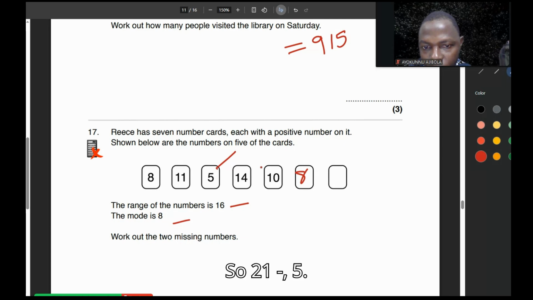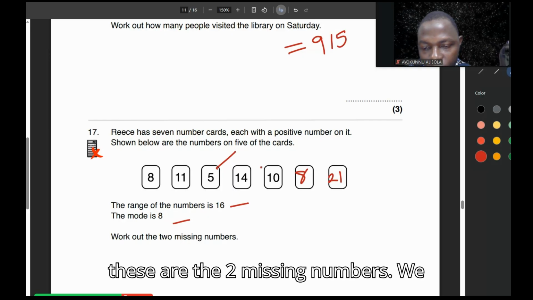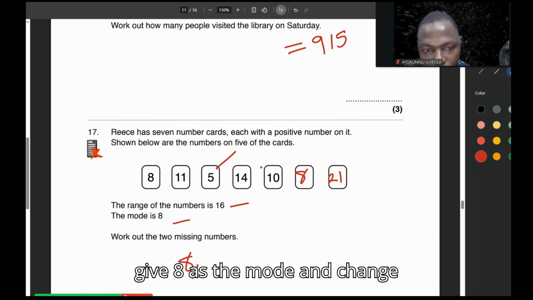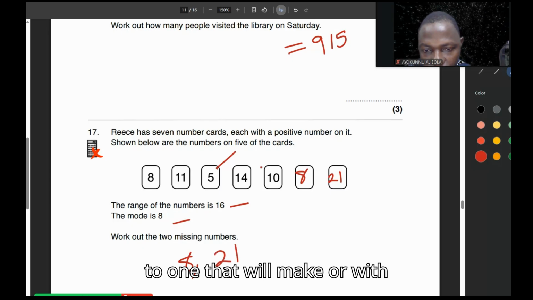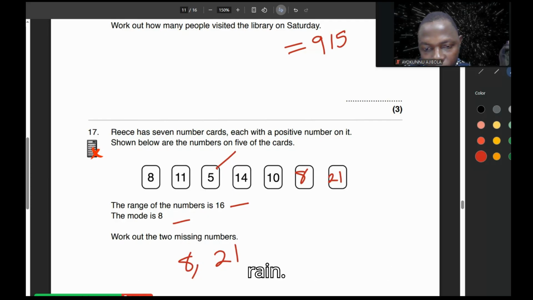So 21 minus 5 should give me 16. So these are the 2 missing numbers. We have 8 as another number that will give 8 as the mode, and 21, which with subtraction with 5 gives us 16 for the range.